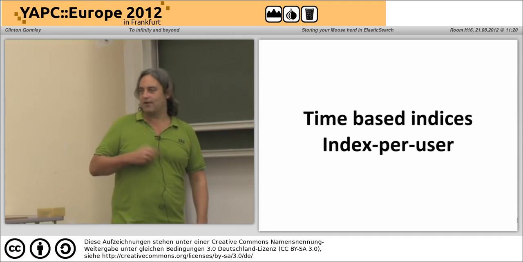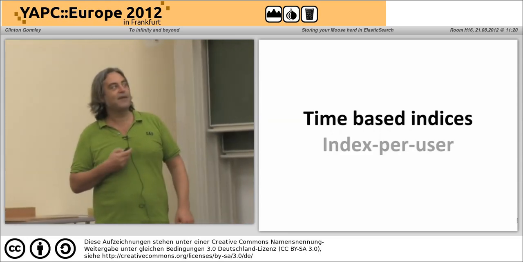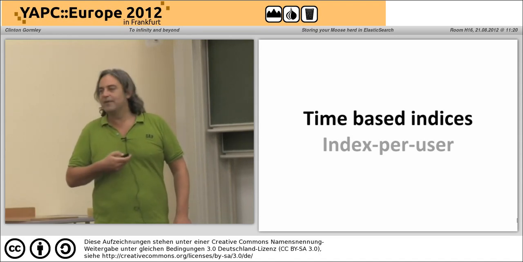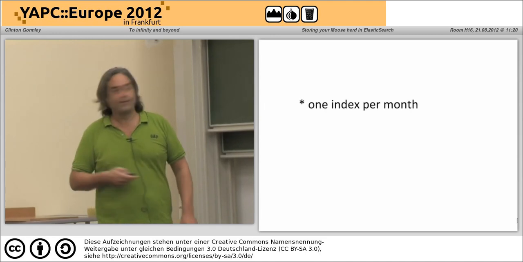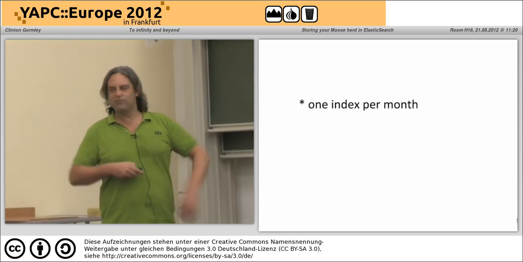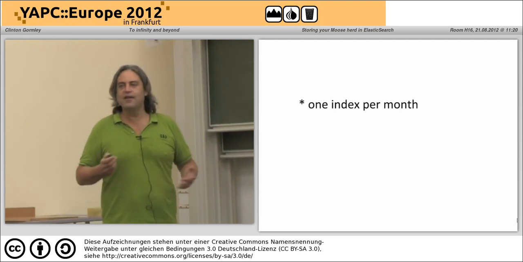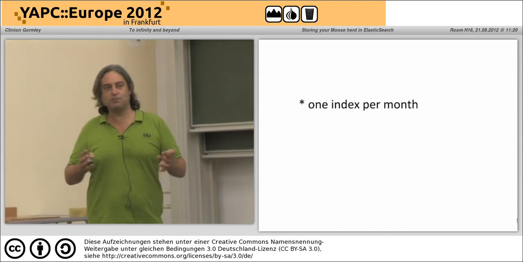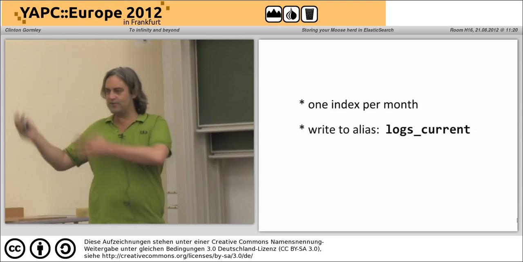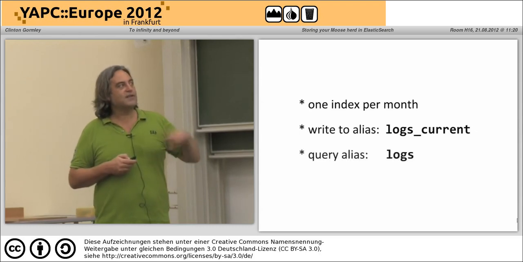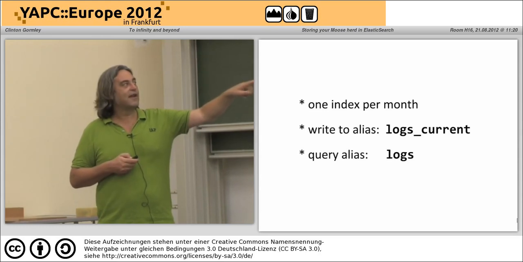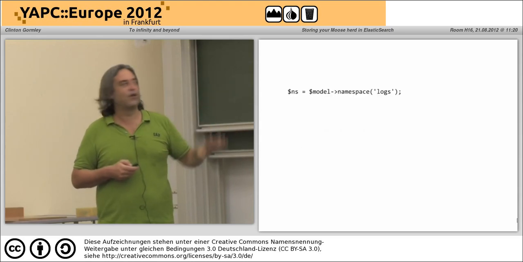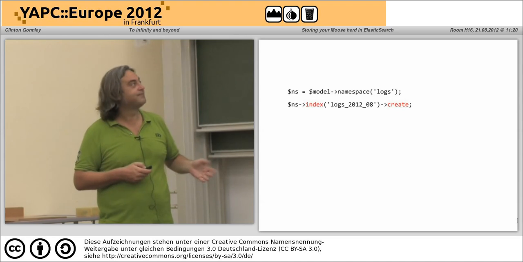So the two patterns that are commonly used for scaling like this are time-based indices and index per user. The typical application for a time-based index would be storing logs. So let's decide on one index per month or per week or per day. We can start off with one shard in the index. Perhaps in the future, each month needs 5 shards, but we can make those decisions as we go. We're going to write to the alias logs_current, and our queries will be to the alias logs. Okay? So logs_current will always point to the current month, and logs will point to all months.